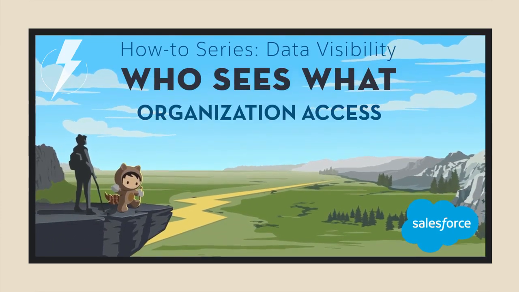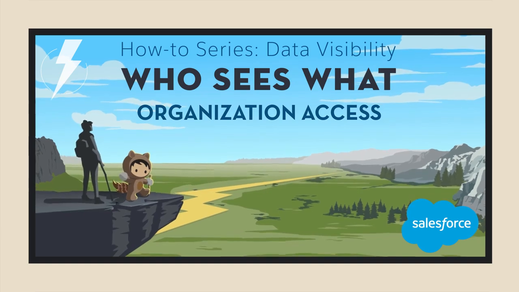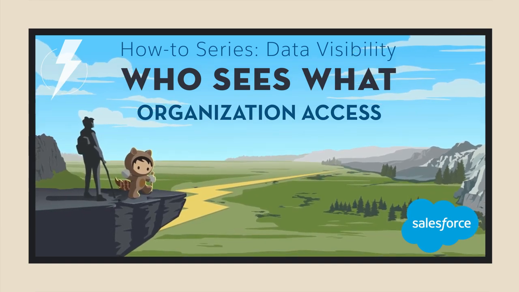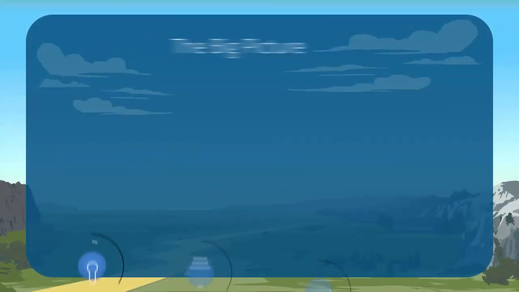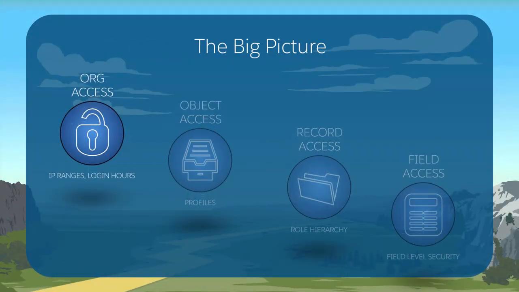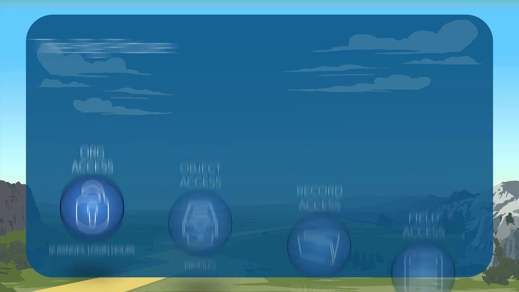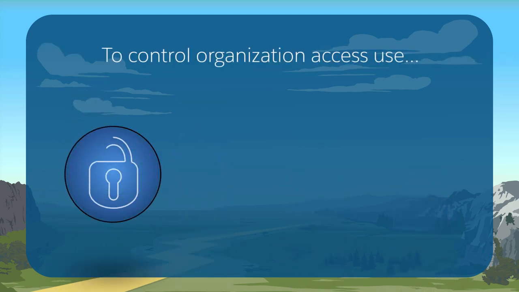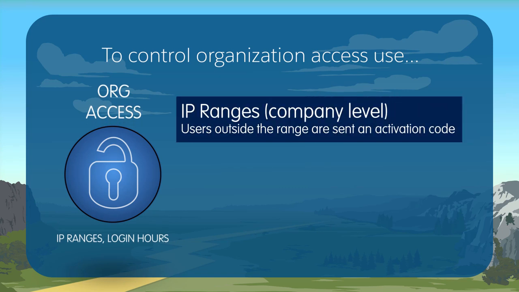Welcome to Organization Access, the second in the Who Sees What series. These videos provide the basics on visibility and data access in Salesforce. One of the first things you'll need to do is give your users access to your Salesforce organization. By default, Salesforce does not restrict the hours that a user can log in, or the locations from which they can log in. For increased security, you can set up a range of trusted IP addresses at the company level.